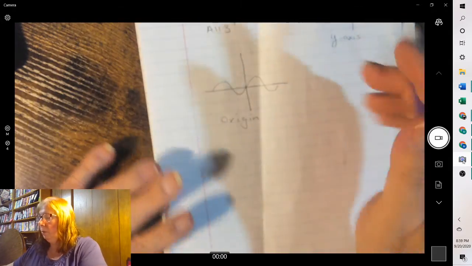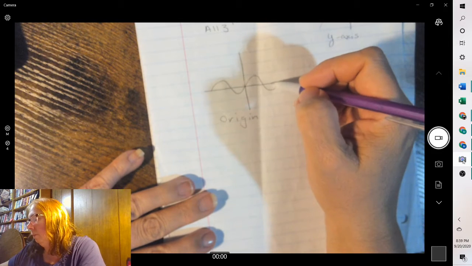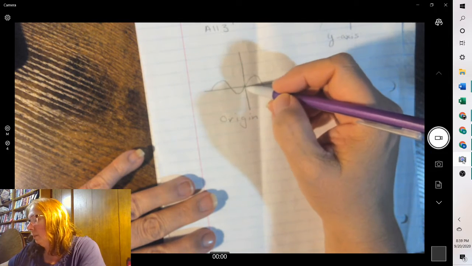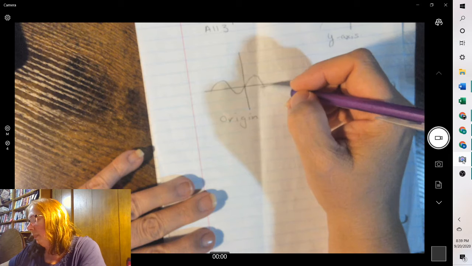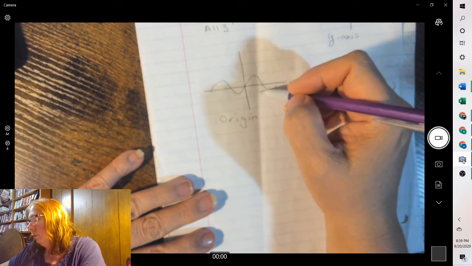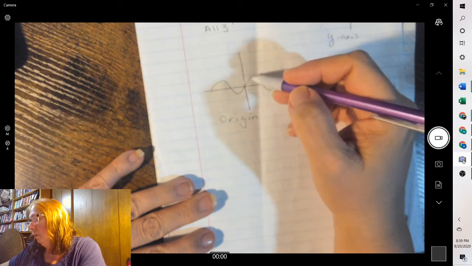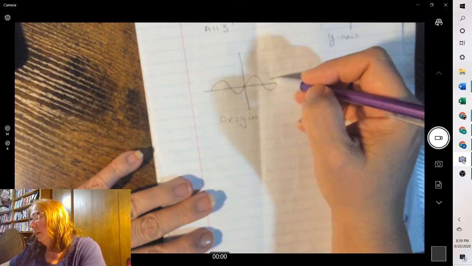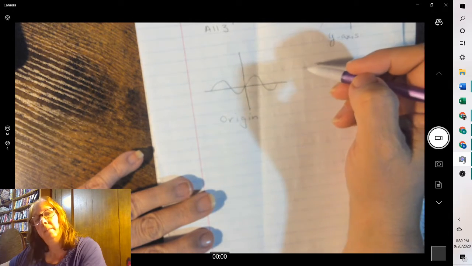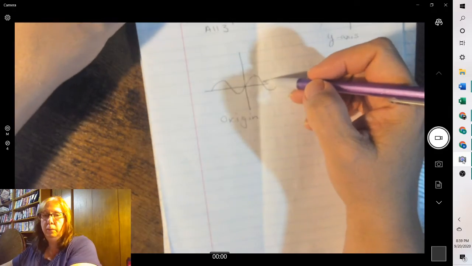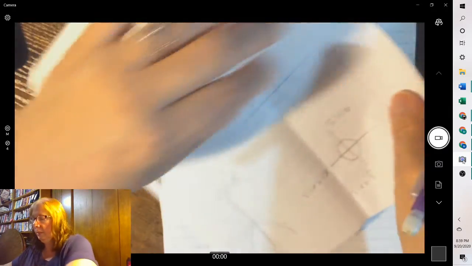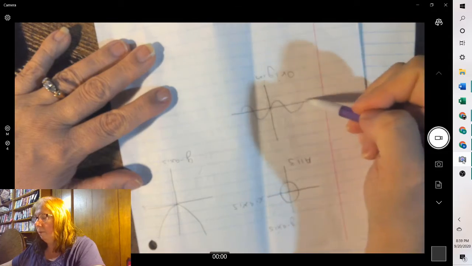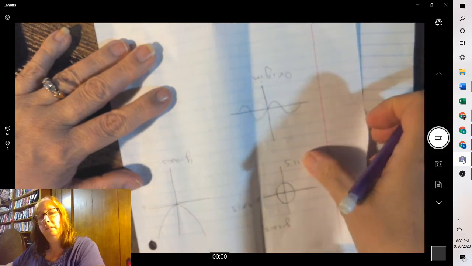Where this one, if we flip it on the x, then this part would be here. So they're not the same. Flipping it on the y, then this one also comes down here and up. So it's not the same. But notice this graph, if we turn it upside down, it's still the same graph, so it does have origin.